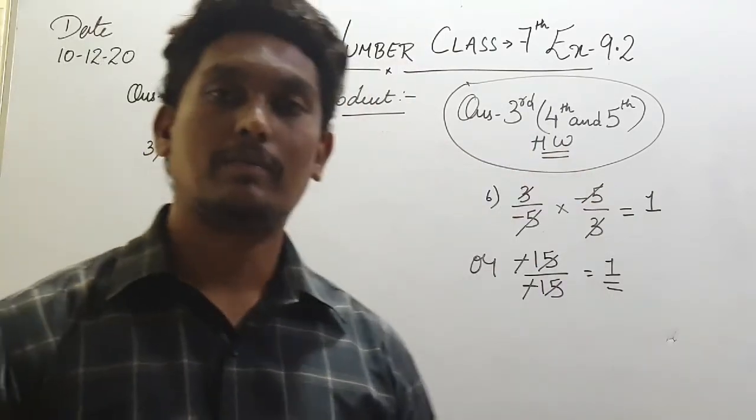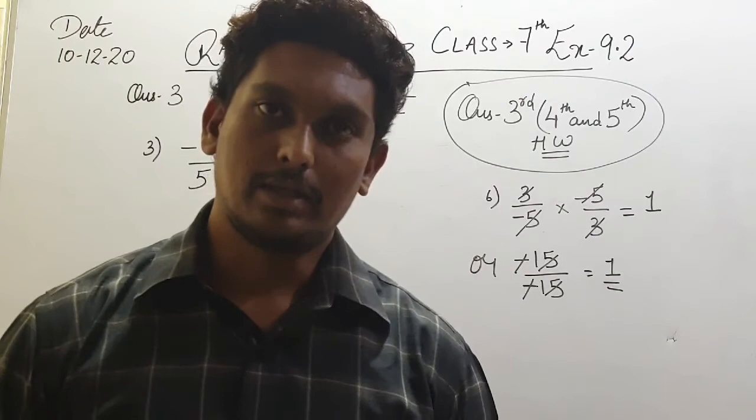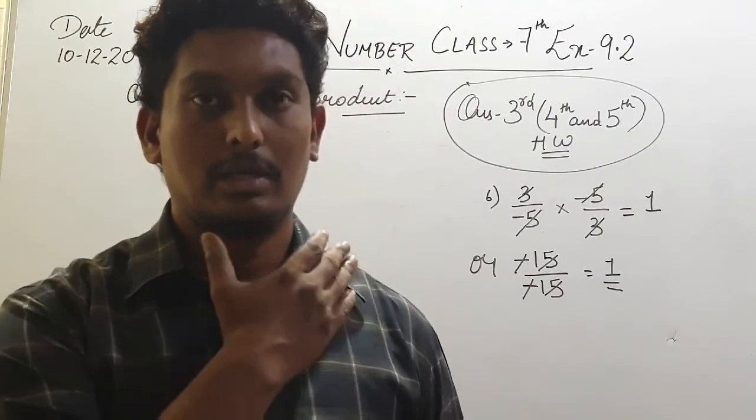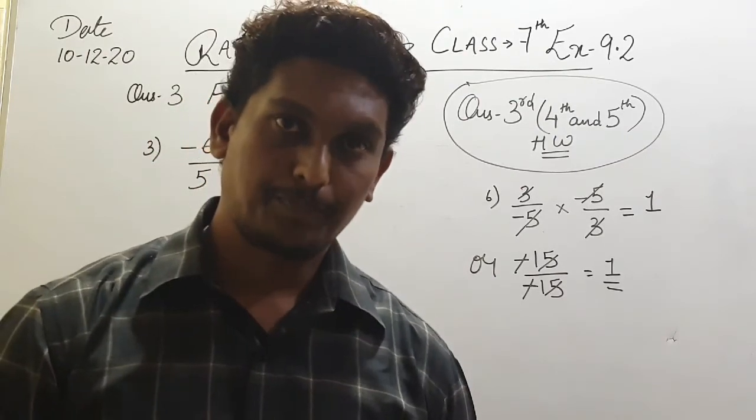Do question number 4 and 5, just multiply directly and write the answer. Numerator to numerator, denominator to denominator. Okay, no need to find LCM in these product related sums. Okay, just go through it.